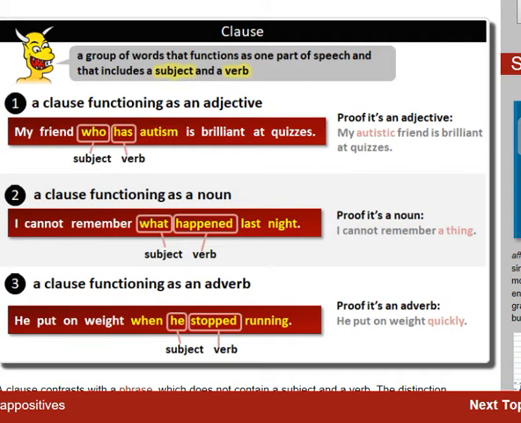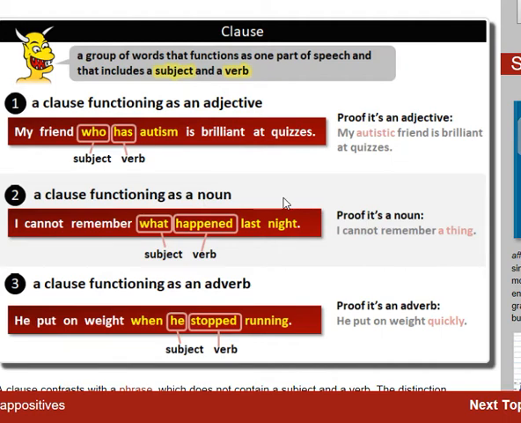This is a little parenthesis about unit 8. We have: my friend who has autism is brilliant at quizzes. So the subject is who. That's my relative clause. And then the verb is has. And then we have the adjective, that's autistic. So proof it's an adjective: my autistic friend is brilliant at quizzes.